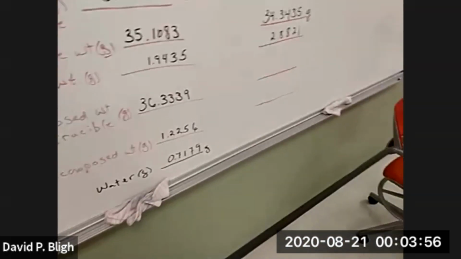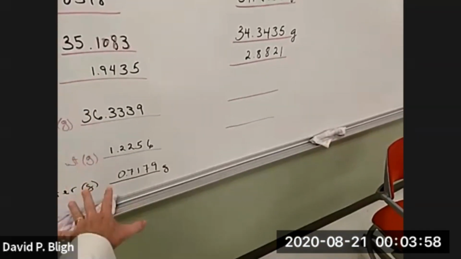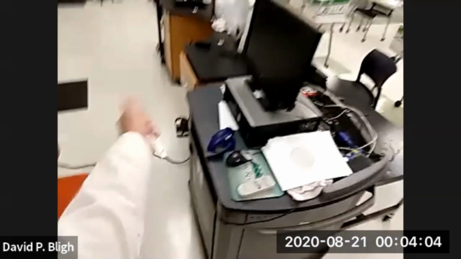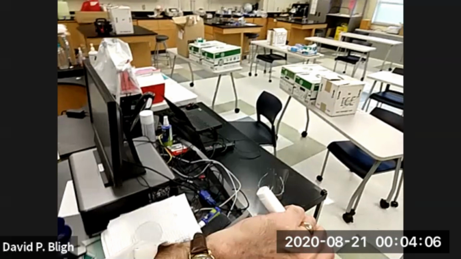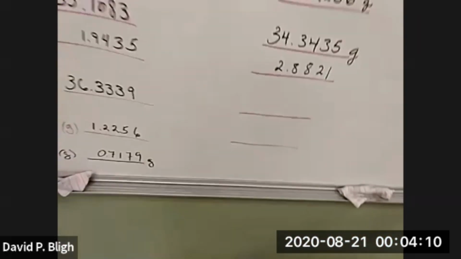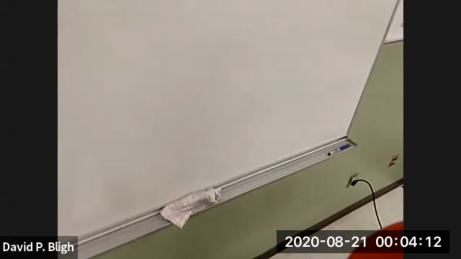Okay? So that table is complete. We need to finish this table. Let me see how much time we have. And we got a little bit longer. So let's deal with this data. What are we trying to do? We're trying to figure out the formula.